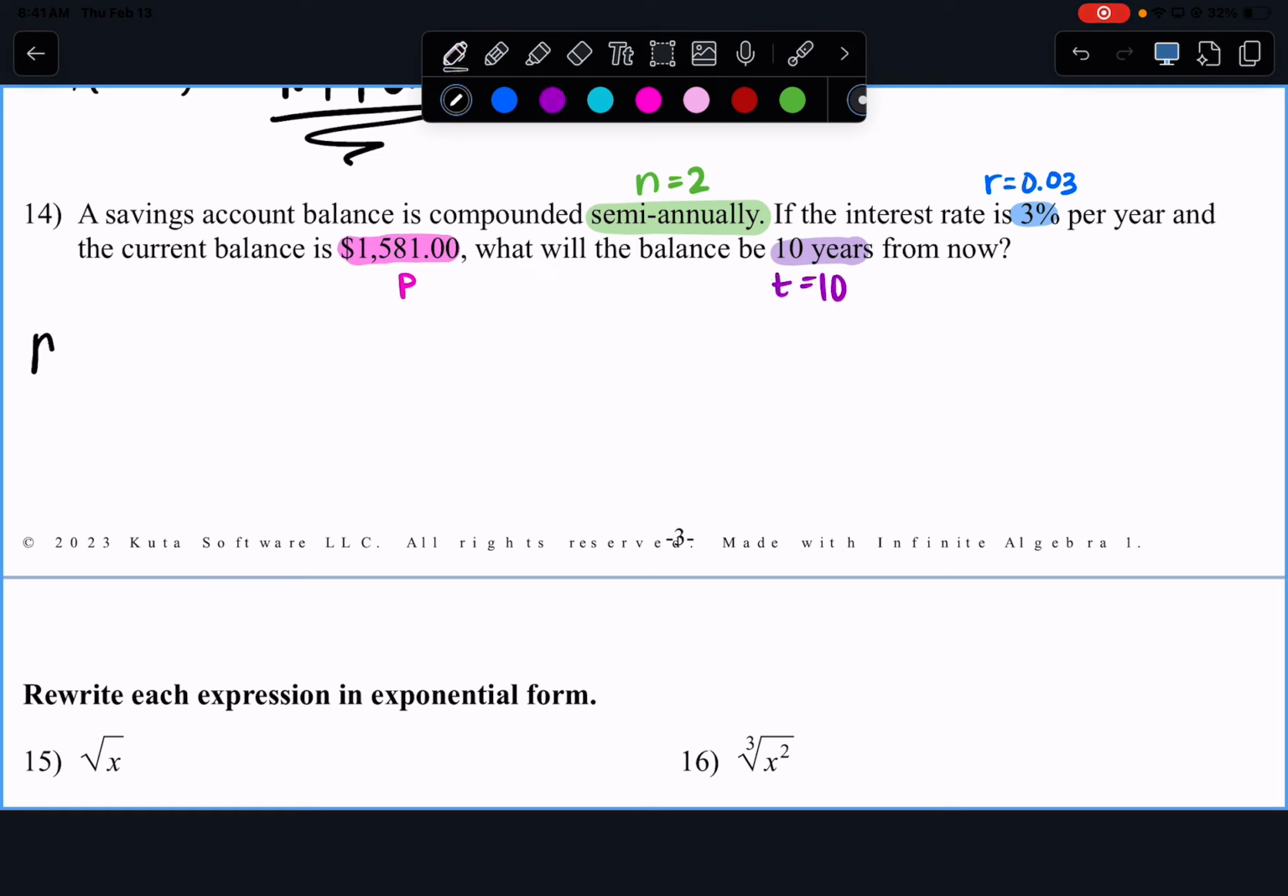So we're going to get our amount is equal to our principal times 1 plus our rate divided by our N. But our N is 2, so let me fix that. Raised to the power of 2 times 10. And it's money, so it needs how many decimal places?